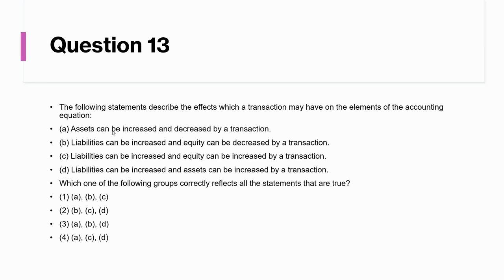The example for option D is when you again buy a car, but this time you buy it on credit. Your liabilities will increase. At the same time, your assets will also increase, because you bought a car on credit, you're owing more, but you also have an asset. So that was that. I hope this was clear, guys. I'm sorry for the delay, but the correct answer is the one with A, B, and D.